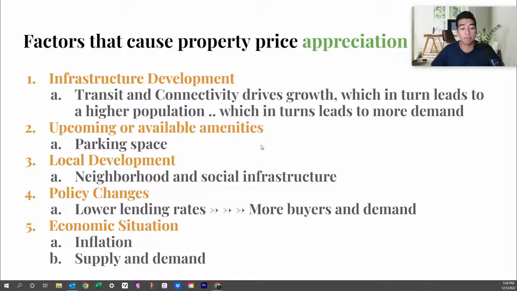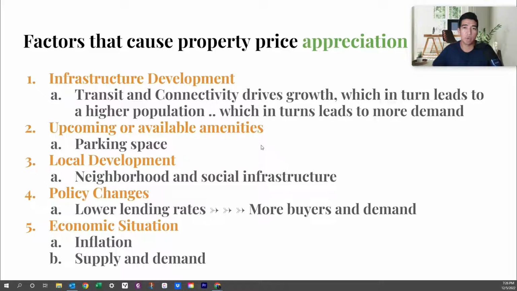Economic situation. Inflation plays a big role as well. As inflation goes up, the dollar value goes down. That means, for example, builders will need to spend more on construction materials and getting houses built, so they need to charge more as well. As long as the other factors are in play, home prices will go up as inflation goes up as well. And supply and demand, like I mentioned, that's going to be the big overarching theme.